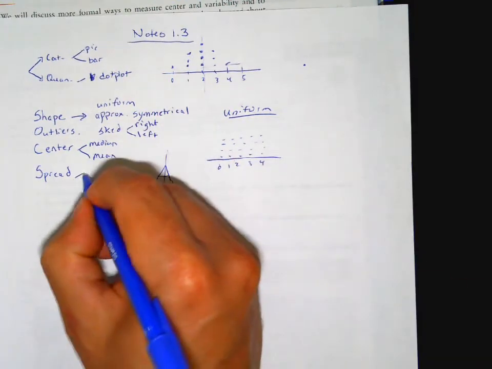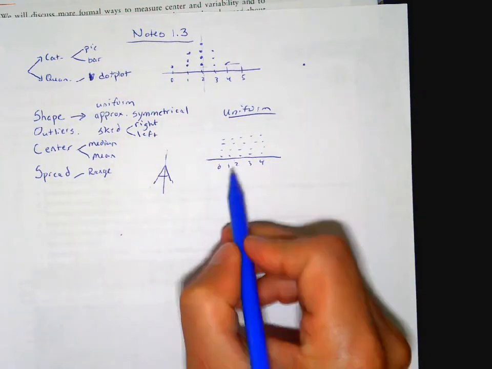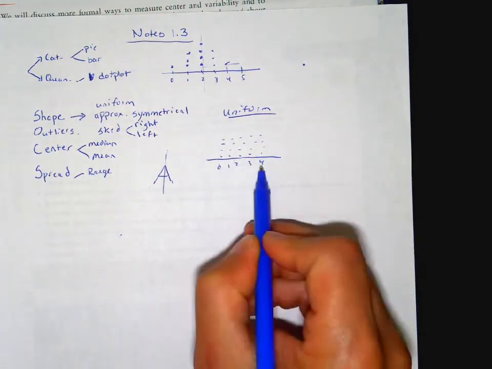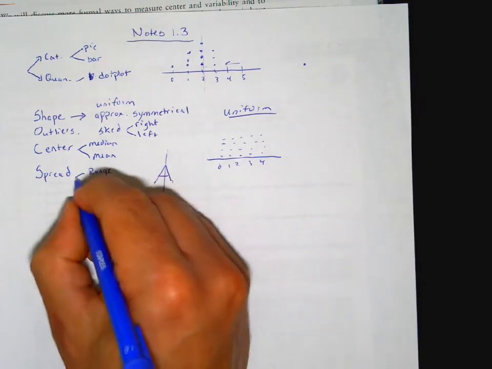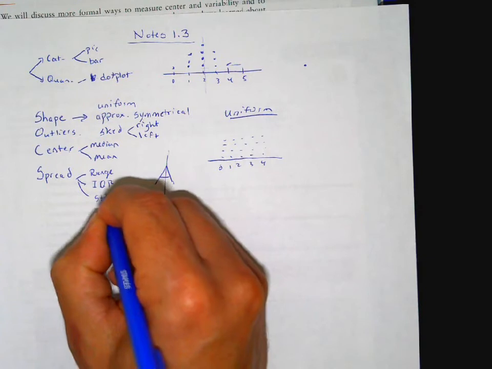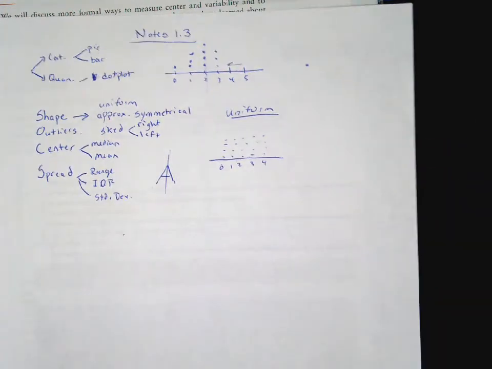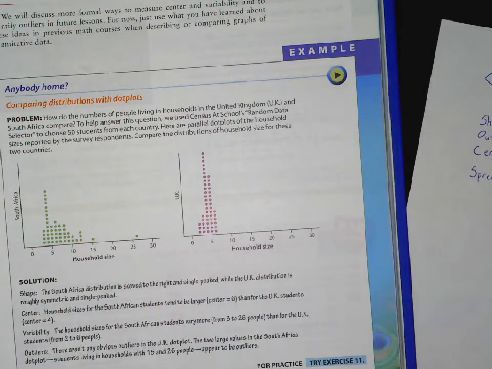And spread, we're going to talk about the range. If you remember back in Algebra 1, range is the difference between these two. So this is a range of 4. We're going to talk about interquartile range, and we're going to talk about standard deviation. That's something that's coming up in another lesson sometime.